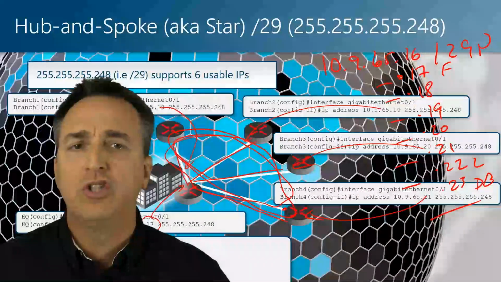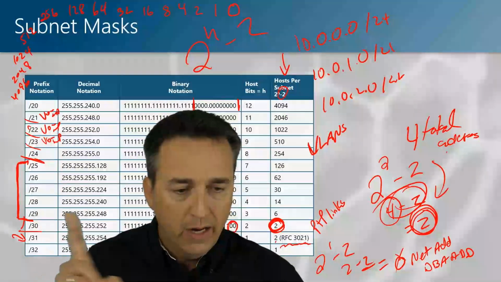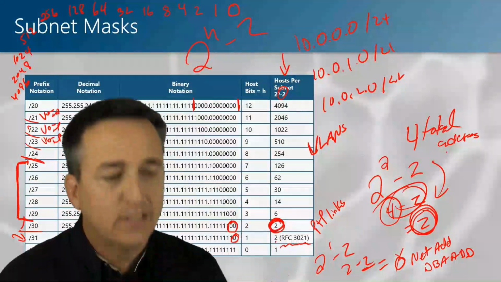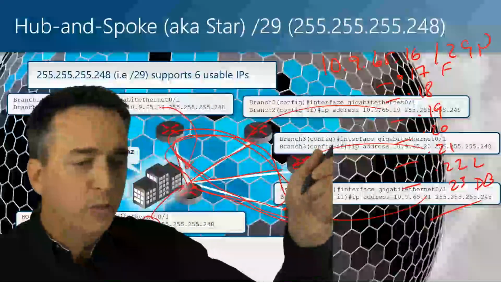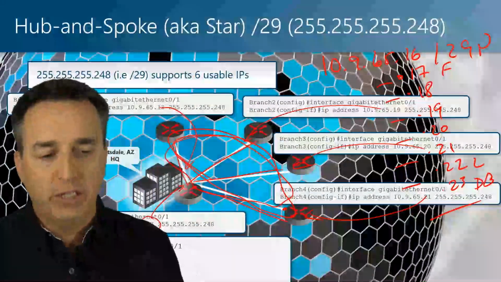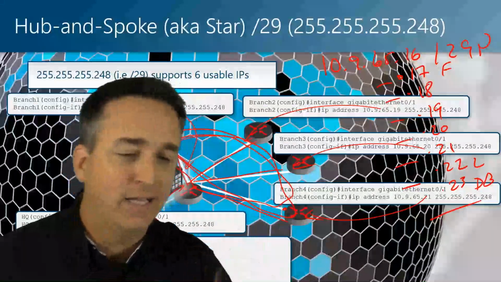Well, let's go back and just check to make sure that that is accurate. If we look at this chart here, there's a /29. We see that we have 6 that are usable, 8 in total, but only 6 that are usable. And that's what they would be in this particular case. Again, if you're like, whoa, how'd you do that? I got you covered. We're going to get to that momentarily.